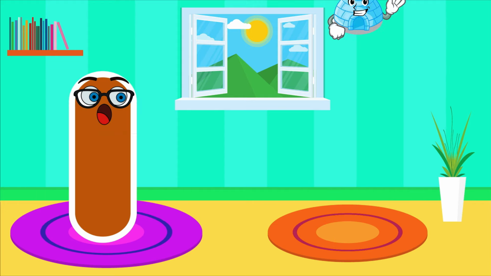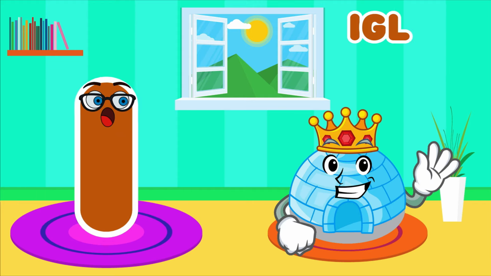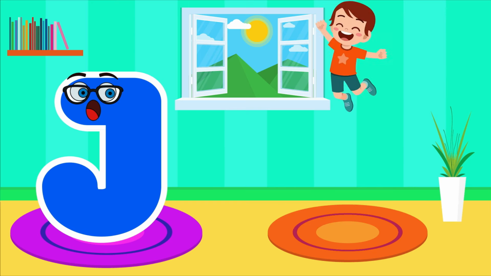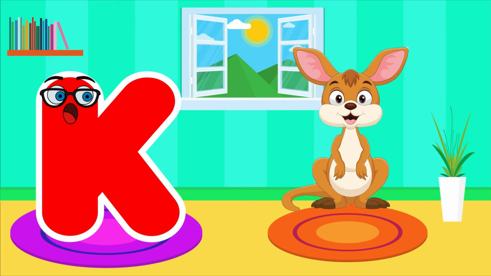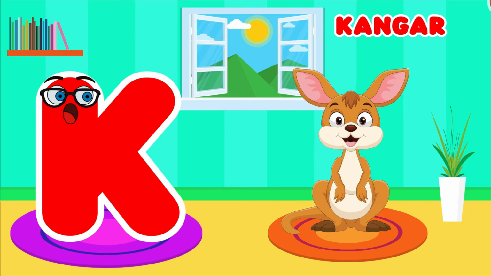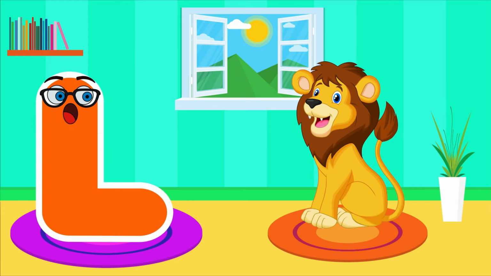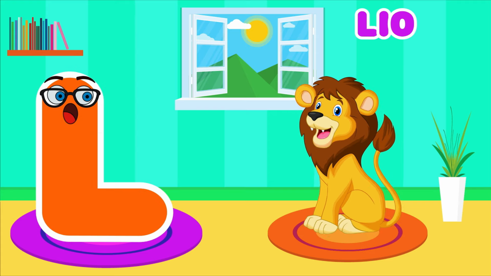I is for igloo. I, I, igloo. J is for jump. J, j, jump. K is for kangaroo. K, k, kangaroo. L is for lion. L, l, lion.